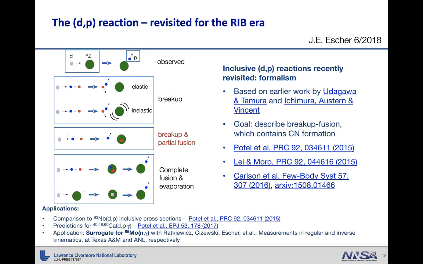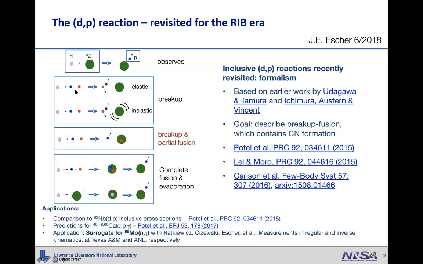So the theoretical description of this that Gregory Patel worked on is based on earlier work by these people, and it's similar to work that other people in the field were doing at the same time. People started to realize that DP is an attractive candidate for a surrogate reaction, so a lot of people simultaneously started working on describing the reaction mechanism.